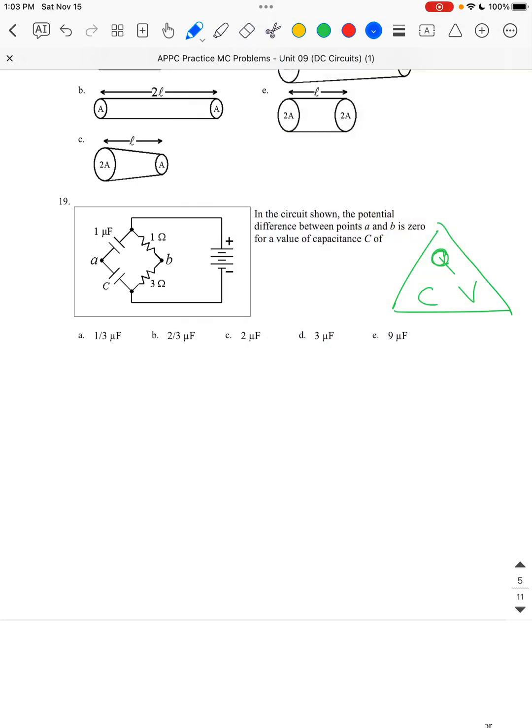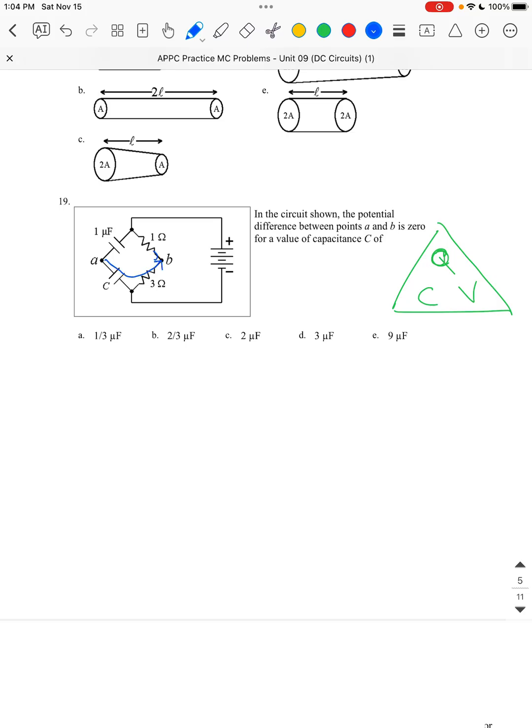Okay, so for problem 19, the way I solve this is using the loop rule and the junction rule, except in this scenario it tells us that we are looking at the potential difference between A and B. Between A and B, the potential is 0. So if we're going from here to here, we have a potential of 0.